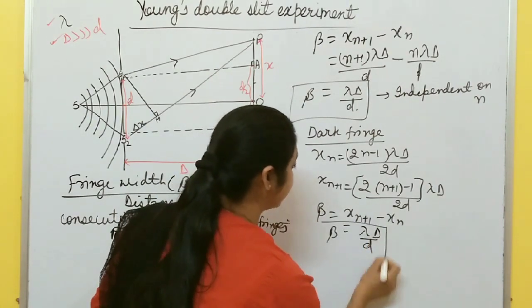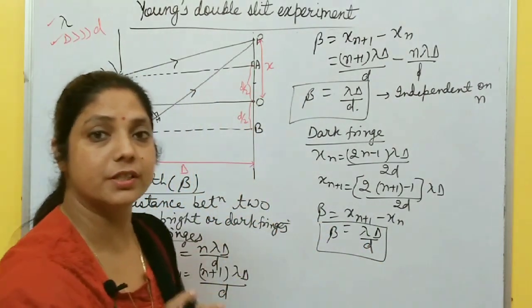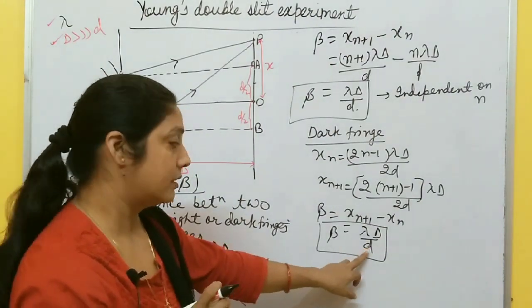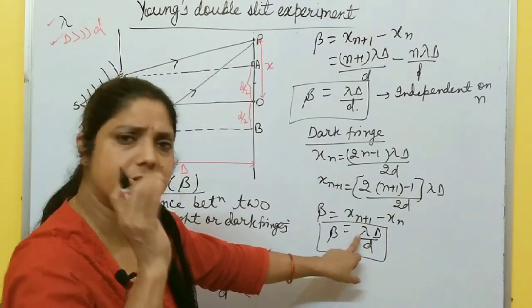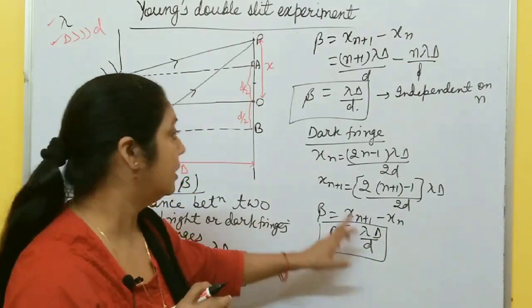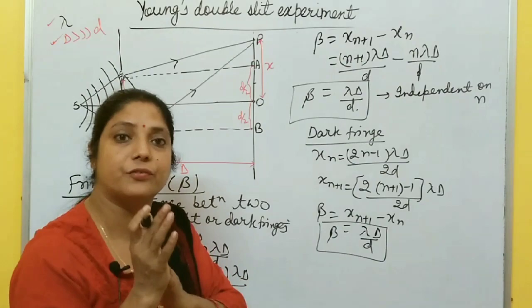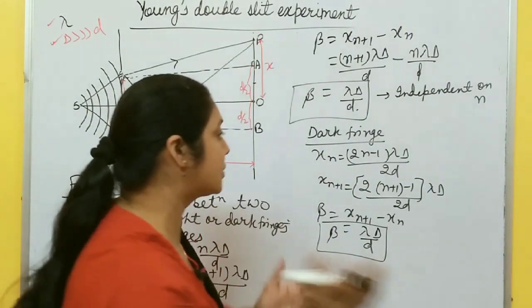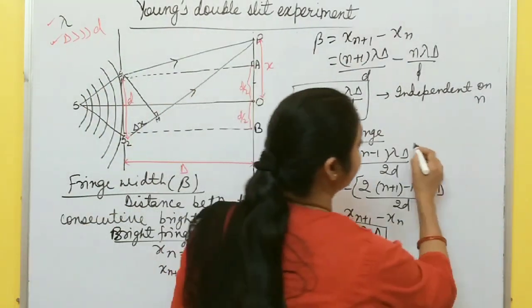It means the distance between two dark fringes is independent of n. So the distance between any two dark fringes is always the same, lambda D by d. So all bright and dark fringes are of equal spacing. That's why I drew the pattern like this one, okay?